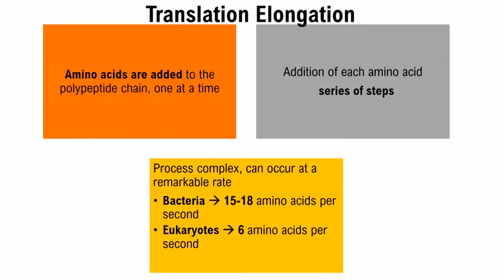After the initiation of translation, the next step is elongation. During this stage, amino acids are added one by one to form a polypeptide chain. Addition of each amino acid occurs via a series of steps. This process is complex. In bacteria, approximately 15 to 18 amino acids are added per second. Within eukaryotes, this process is slightly slower: addition of 6 amino acids takes place per second.